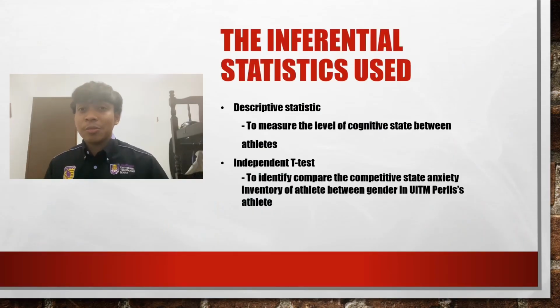Okay, next I'm going to explain the inferential statistics used for this study. First, we use descriptive statistics. In order to address the first objective of this study, descriptive statistics were used to measure the level of cognitive state anxiety between the athletes. Next is the independent t-test. Because the normality test of competitive state anxiety was reported as normal distribution, the independent t-test was used to compare the competitive state anxiety between gender in UiTM Perlis athletes.